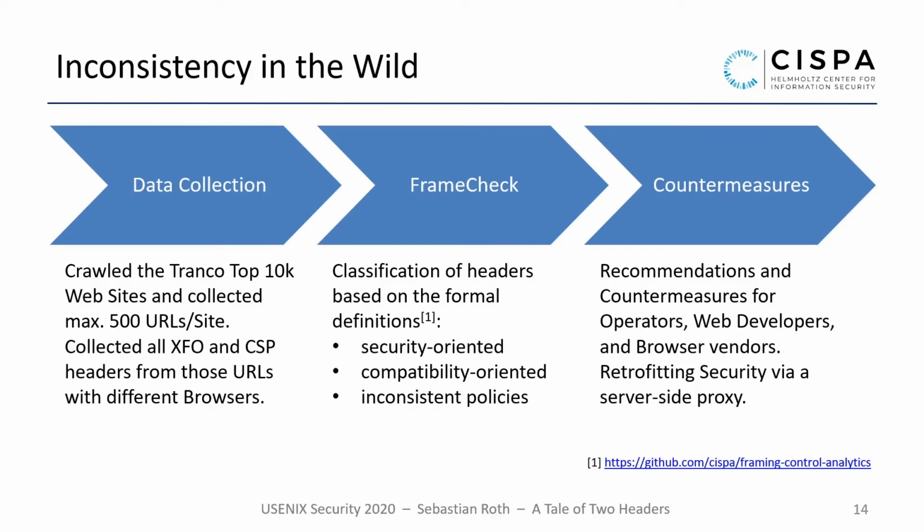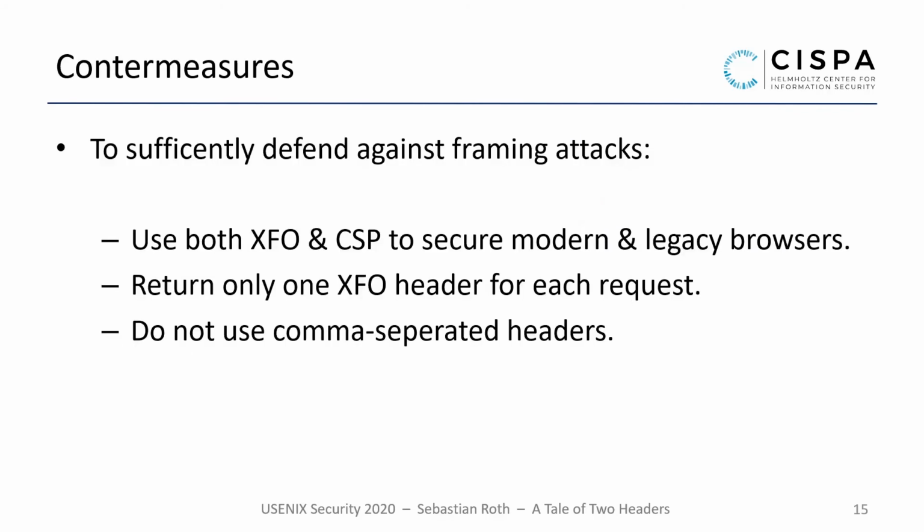Based on the numbers that we have just seen and based on the policies that we analyzed, we then created recommendations, countermeasures, and a piece of software in order to fix the issue. First of all, the best way for a developer to defend a web application against framing-based attacks is to use both X-Frame-Options and CSP to secure modern and legacy browsers. Also, because of the inconsistent behavior in how multiple headers are evaluated, we recommend to only deploy one single X-Frame-Options header for each request.